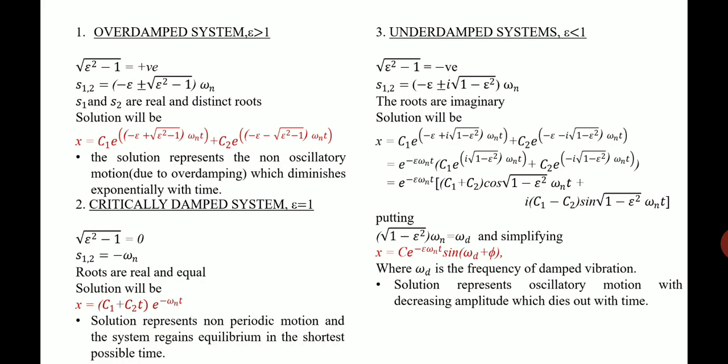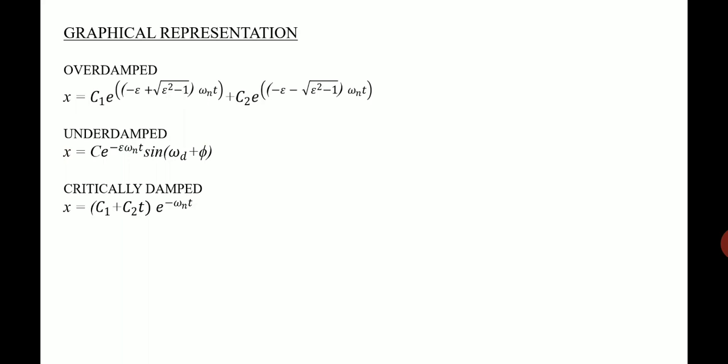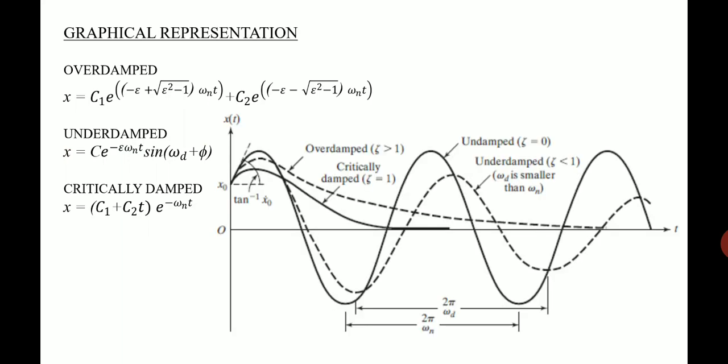Now graphically, if you represent these three equations, you will get the system as shown. There are four curves shown in this figure. The black one is undamped, where epsilon is equal to 0. Epsilon equal to 0 means there is no damping at all. That is shown as a proper oscillation, a normal vibration where the amplitude does not diminish. Since there is no damping, the vibration continues as such.